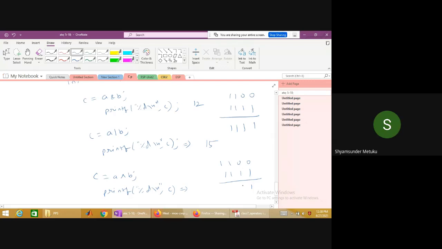0 and 1 gives 1. 1 and 1 gives 0. Same means 0, right? So if inputs are similar, output will be 0. If inputs are dissimilar, output is 1. That you must remember for the XOR operator. Output is 1 when inputs are different. Is it clear? So what is the value you will get? 3. Okay, 3 will be printed.